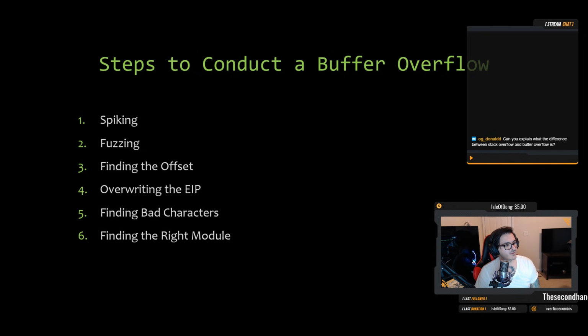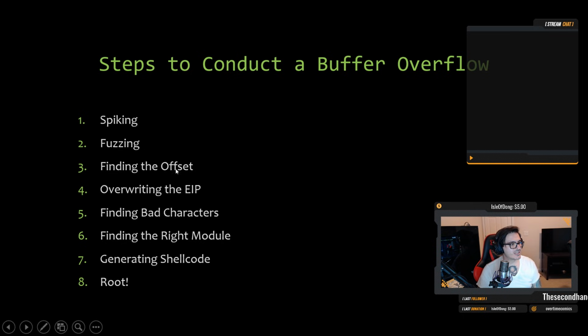We're going to do finding the right module. We'll also talk about what that means. We're going to generate shellcode and gain root. So there's a couple of housecleaning issues that we've got to do here. Finding bad characters, we need that for generating our shellcode. And we need to find a module that's going to be protection free when it comes to memory protections, and that has the right set of instructions for our pointer. So let's go ahead and just take a look at what spiking is.